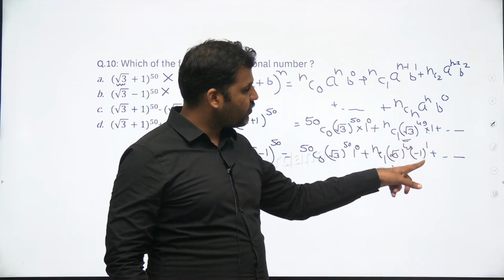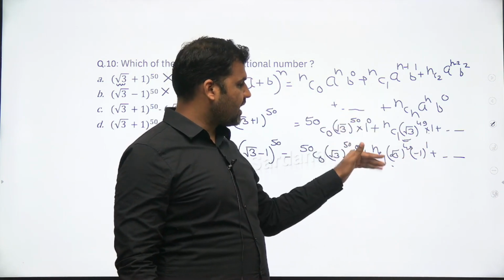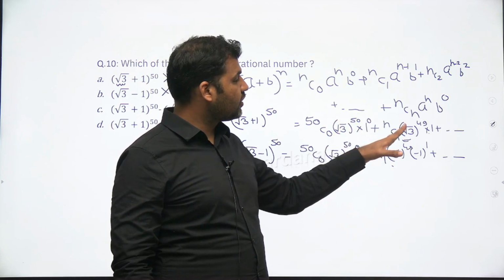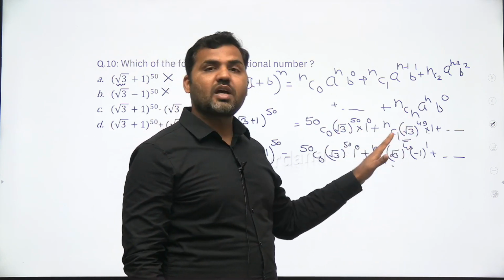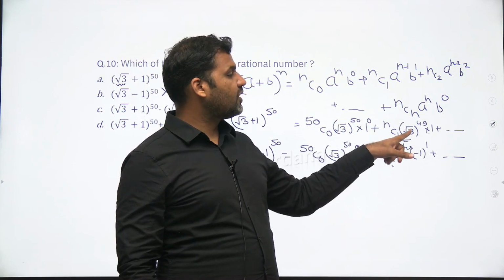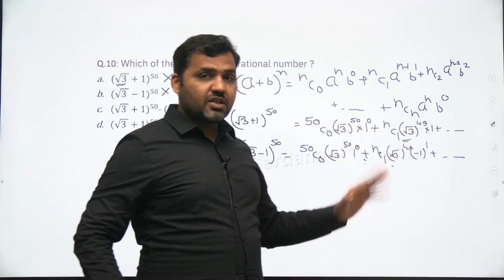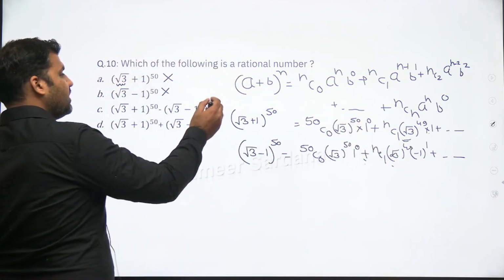ये minus 1 की power 1 finally यहाँ पे जाके multiply होगा तो ये minus बनेगा. So if I subtract it, अगर ये equation इसमें से subtract करूँगा तो ये odd powers वाली terms add हो जाएंगी. That means odd powers वाली जो terms हैं वो exist करेंगी. अगर odd power वाली terms exist करेंगी, then the number would be irrational.